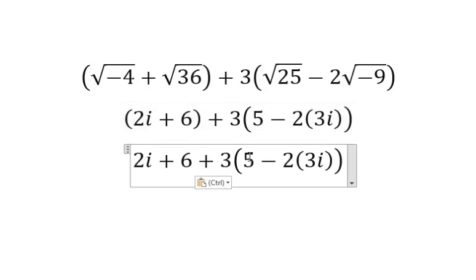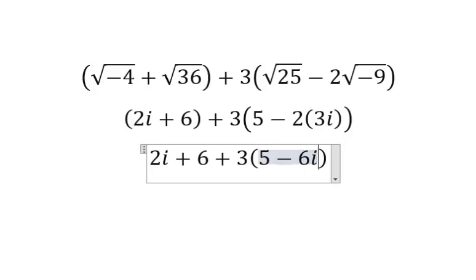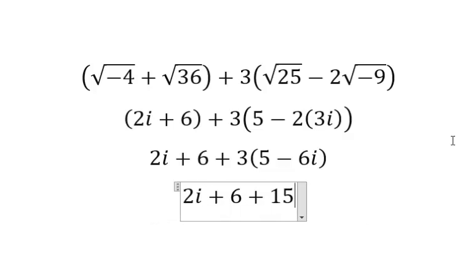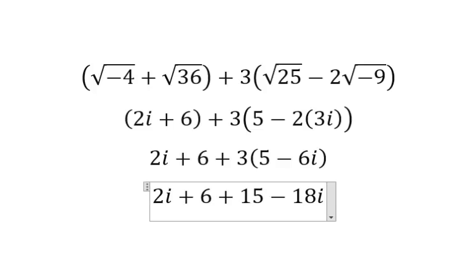Okay, now in this case I'm going to multiply negative 2 times 3i, which will be negative 6i. And once I've done the multiplication, I can use distributive property again with 3, like 3 times 5 and 3 times negative 6i. So I'm going to multiply them. 3 times 5 is going to be 15. And 3 times negative 6i will be negative 18i.